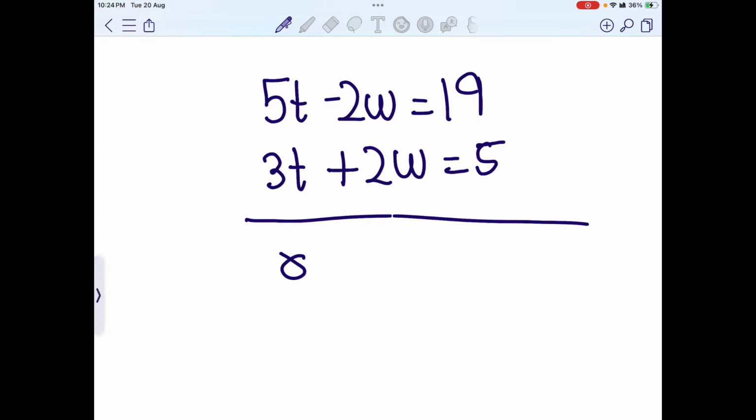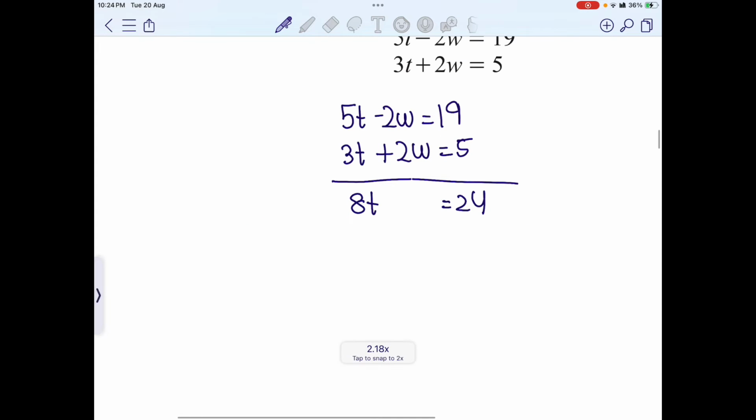5t plus 3t is 8t, -2w plus 2w is 0. I'm just not going to write that. And 19 plus 5 is 24. 8t is 24, so t equals 24 divided by 8, that gives you t is 3.